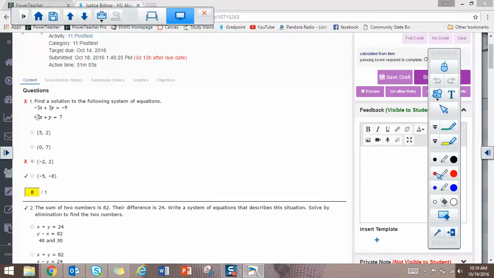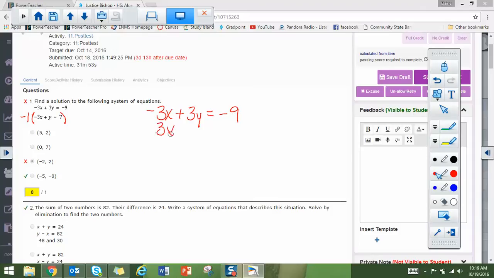So if we look at the first equation, it has a negative 3x, the bottom one also has a negative 3x. So let's multiply everything in the bottom by a negative 1. That's going to change the sign of everything in the equation. So we rewrite, we get negative 3x plus 3y equals negative 9. I haven't done anything to the first equation. The bottom equation, though, is now going to be a positive 3x, a negative y, and a negative 7.